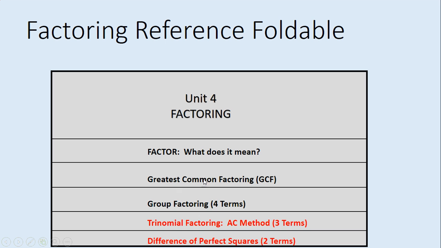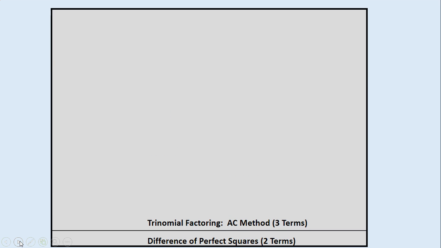So remember this little foldable, we've talked about what it means to factor, we've talked about greatest common factoring, as well as group factoring, the thing we do when we have four terms. Well, not everything we need to factor has four terms. Sometimes it has three terms or three pieces or two. So what do we do in those situations? We can go ahead and take a look at these two different methods today called trinomial factoring, which is called the AC method, and difference of perfect squares. So let's first take a look at that trinomial factoring page.